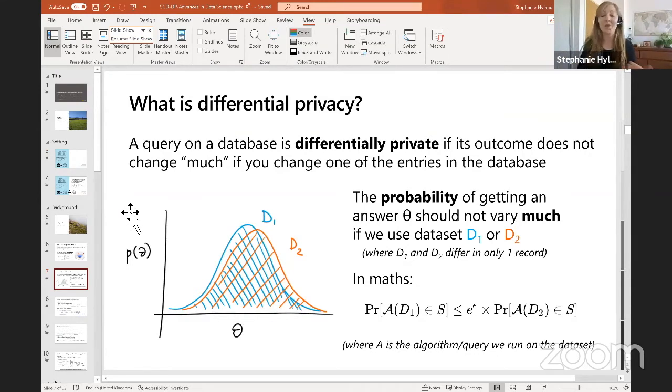And this is formalized in terms of probability by basically saying that if my query is this fancy A, and I run it on my database, the probability of getting any given output should be approximately similar, even if I run it on database version 1 or 2. And the extent to which this probability is allowed to differ is given by an epsilon parameter, which is why we typically talk about epsilon differential privacy. So this epsilon quantifies the level of privacy that our differentially private query has.